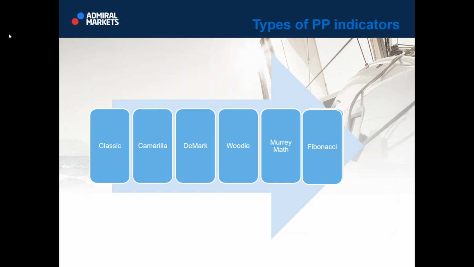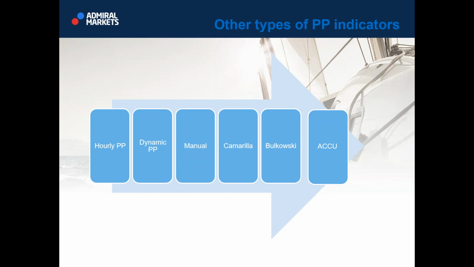Also, guys, important for you to know is that there are other pivot point indicators. Those are hourly pivot points, dynamic pivot points, manual pivot points, Camarilla, Bulkowski, AQ pivot points. Hourly pivot points is an indicator that usually changes during hourly changes, and it's used for scalping purposes.